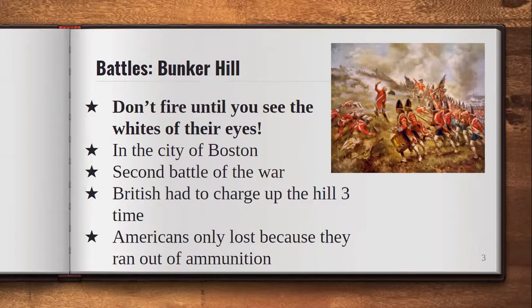If you shot and you weren't anywhere near it, you just wasted a bullet. And now it's giving time for the other guys to march up on you as you are trying to reload. So if you waited until they got so close you could see the whites of their eyes, you had a better chance of actually hitting something or someone. Again, this is in the city of Boston, so notice everything, especially at the start, is happening near Boston.